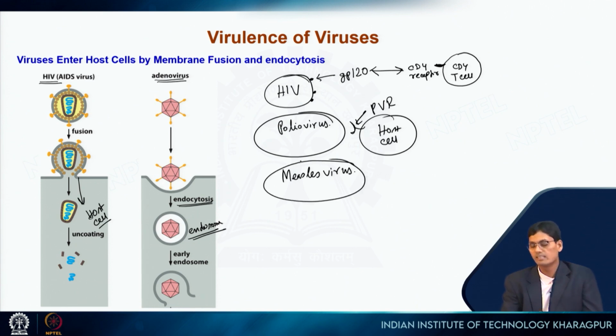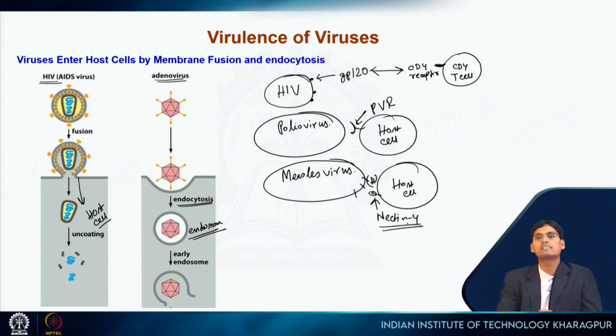In this virus, on their surface they have some protein called hemagglutinin. So this hemagglutinin will bind to the host cell. On the host cell surface, they express some protein called Nectin-4. This is another cell adhesion molecule present on many host cell surfaces, and that drives the entry of this measles virus inside the host cell.